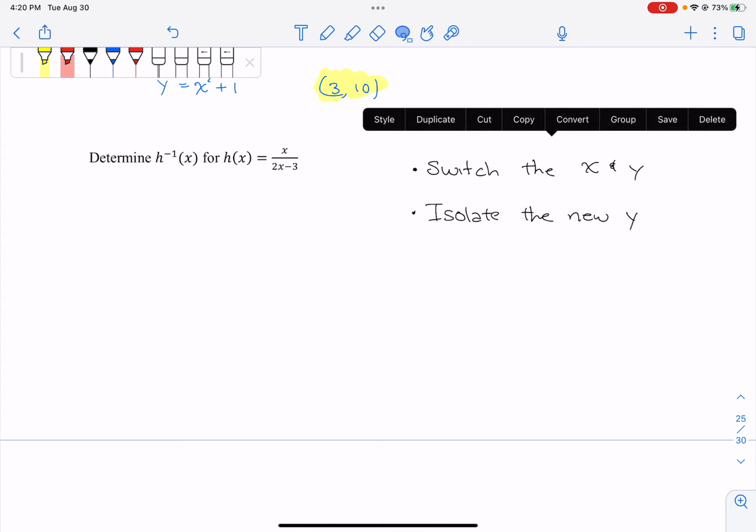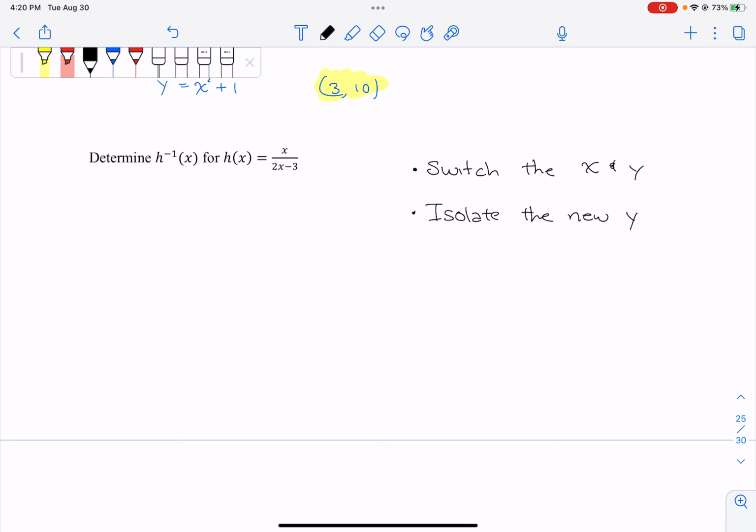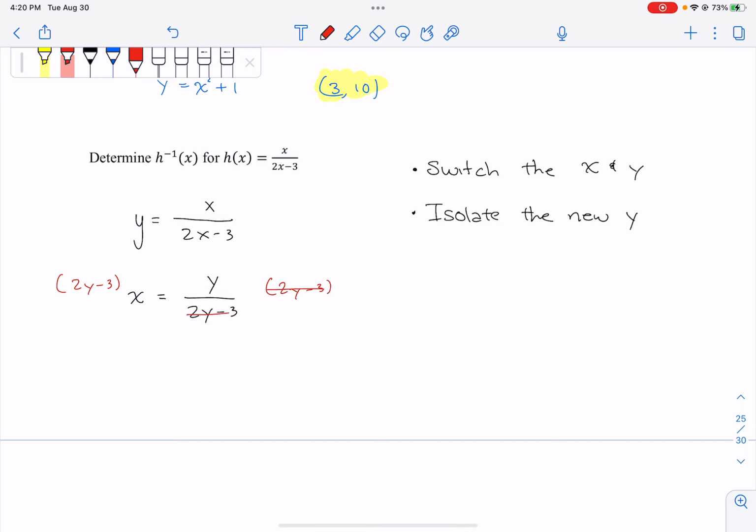Let's do something here again. Y is equal to x over 2x minus 3. So x is equal to y over 2y minus 3. I'm going to multiply both sides by 2y minus 3. Because these cancel out, I have 2xy minus 3x is equal to y.